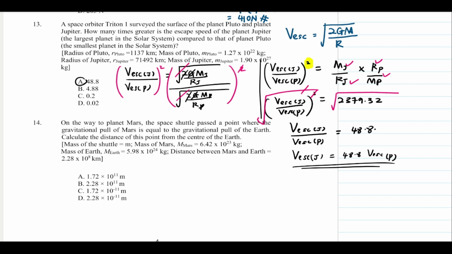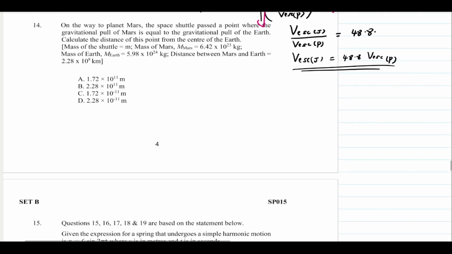Okay, finish question number 13. And then let's proceed to the next question, 14. On the way to planet Mars, the space shuttle, yes, we have space shuttle here, pass a point where the gravitational pull of Mars is equal to the gravitational pull of the Earth. Okay, so gravitational pull of Mars referring to gravitational field strength, okay, due to planet Mars.